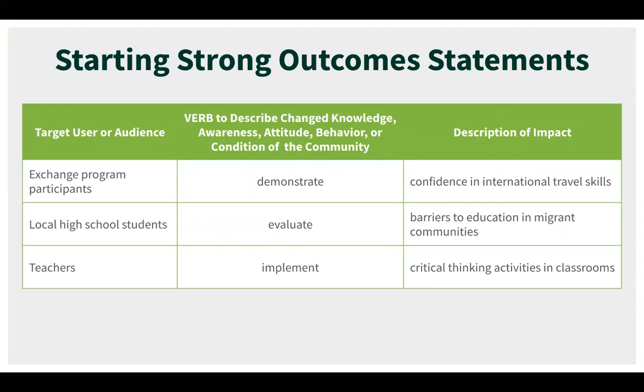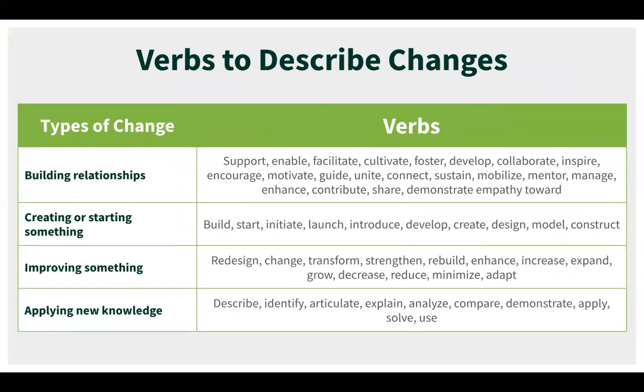The verb is really at the heart of a strong outcome statement because that is the word that describes the change. But it's not always easy to think of a great verb, so here's a whole list of them. For example, if you're really hoping that your work will help build relationships, you might write, students will collaborate with peers in a different country. Or if you want folks to apply new knowledge, you might write, new fathers will be able to identify signs of overstimulation in infants.